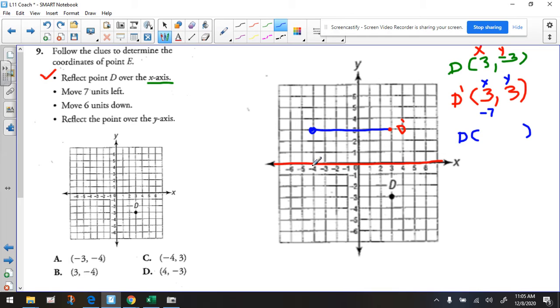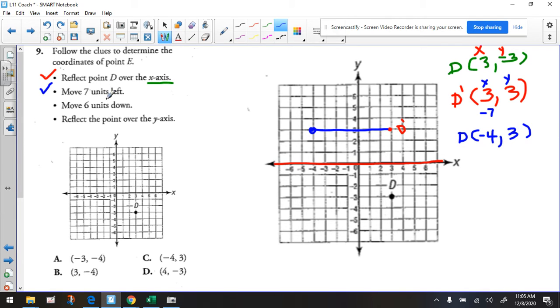Now look at the ordered pair for that. If we do a 3 and a negative 7 and combine that, that's going to give us a negative 4, which by the way is the same thing if you do 3 minus 7. And then aren't we still at the 3 for the y? All right, so that's done.